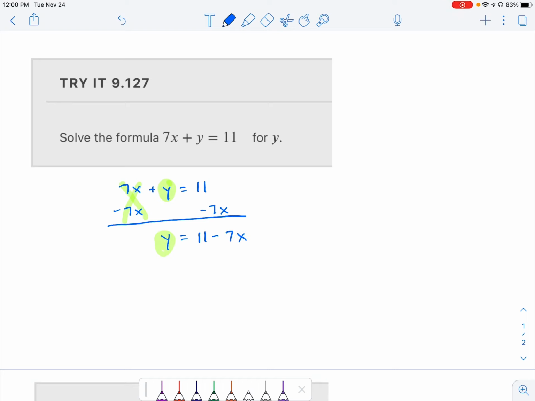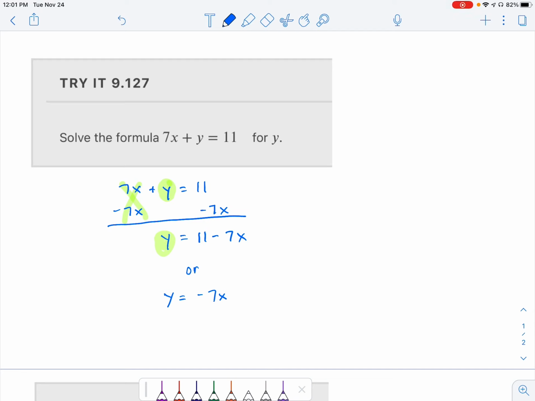Okay, now one thing about this problem is what you'll often see is there's kind of a convention in math that when you have a variable term and a constant term, or just a number term, on the same side of an expression or of an equation, usually you'll put the variable term first and then the constant term second. So I might actually turn this around and say y is equal to negative 7x, because that negative or minus sign needs to stay attached to the 7x that comes after it.